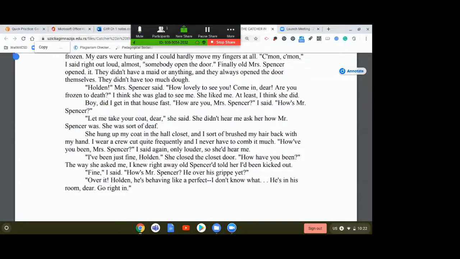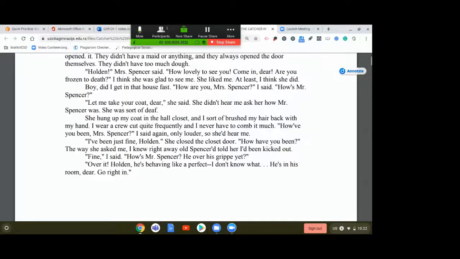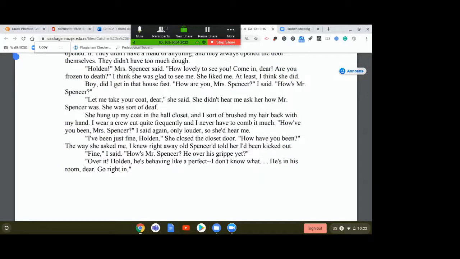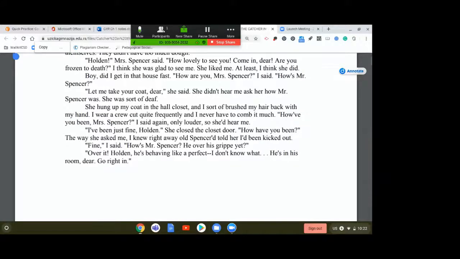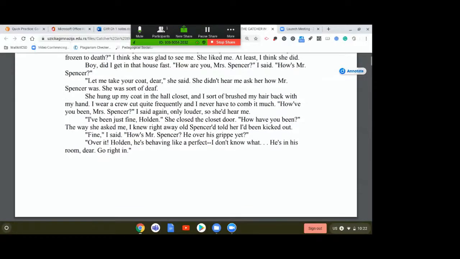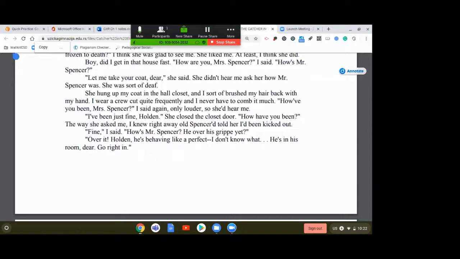Let me take your coat, dear, she said. She didn't hear me ask her how Mr. Spencer was. She was sort of deaf. She hung up my coat in the hall closet, and I sort of brushed my hair back with my hand. I wear a crew cut quite frequently, and I never have to comb it much. How have you been, Mrs. Spencer? I said again, only louder, so she'd hear me. I've been just fine, Holden. She closed the closet door.